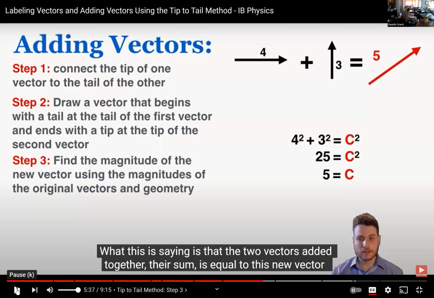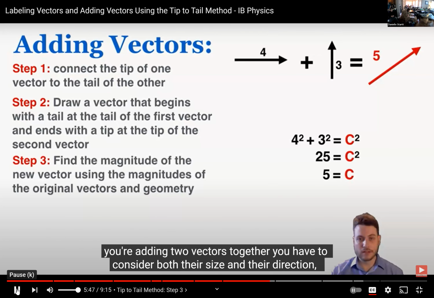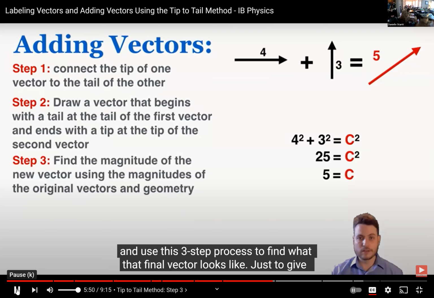All right. The sum is equal to this new vector of 5 pointing in that very specific direction. The direction of the sum matters a lot. So when you're adding 2 vectors together, you have to consider both their size and their direction and use this 3-step process to find what that final vector looks like.